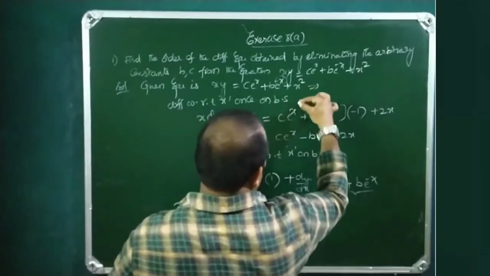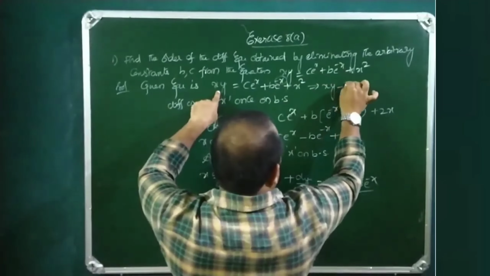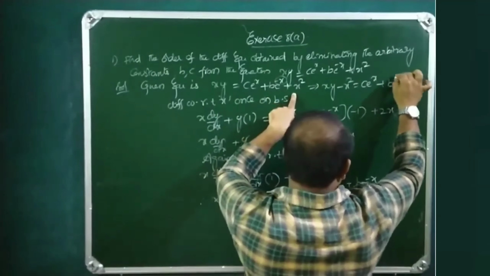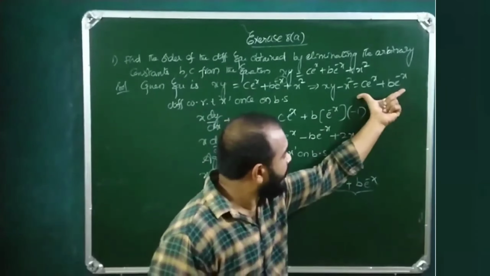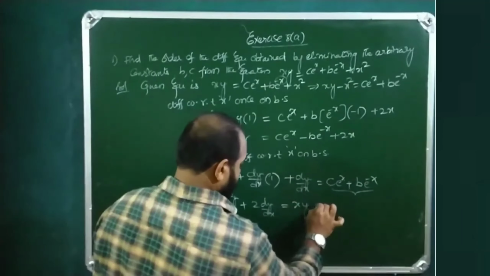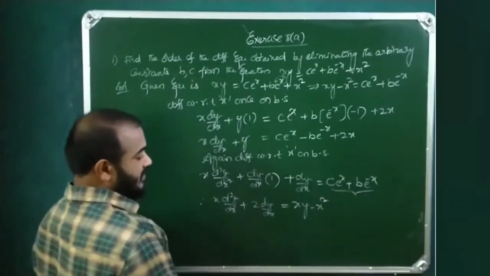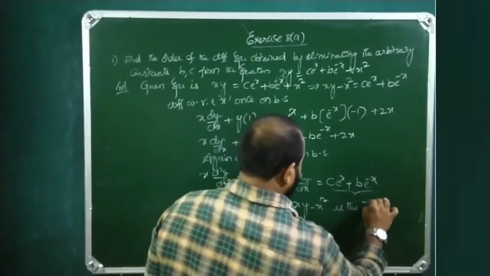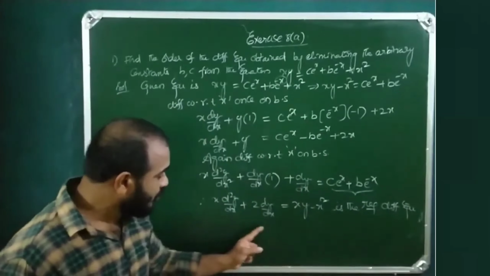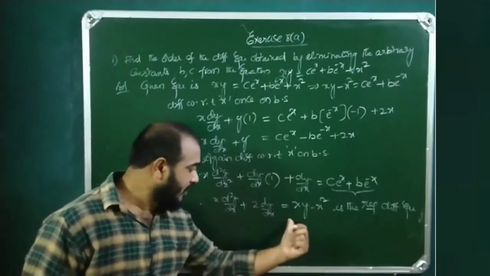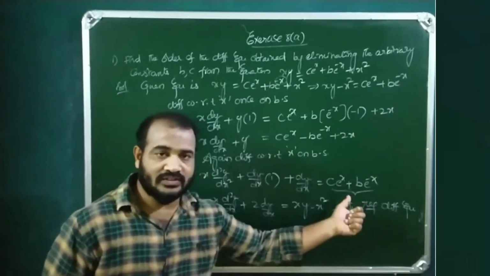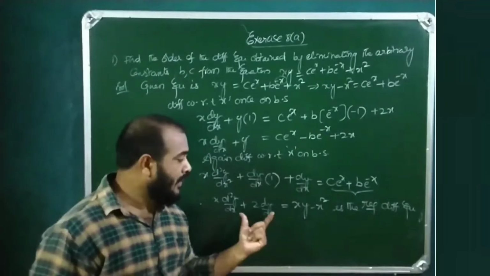Next, here c and b are not yet eliminated, but we can eliminate them through a suitable substitution. So here xy - x^2 = c e^x + b e^(-x). If you substitute c e^x + b e^(-x) with these variables, xy and -x^2, this is the required differential equation. If you see the answer, it is free from the constants c and b. These are the arbitrary constants or parameters which we have eliminated.